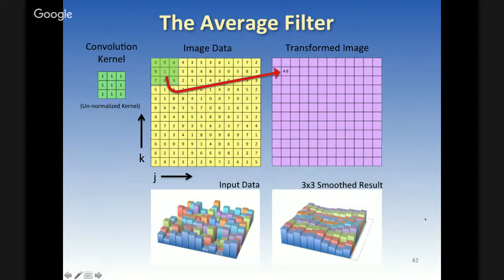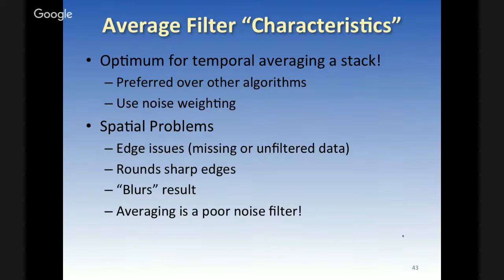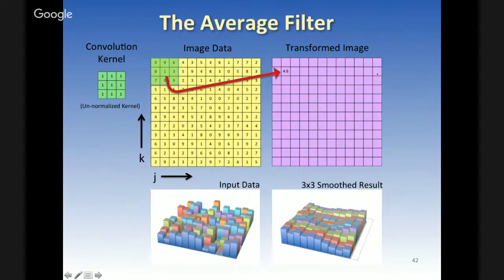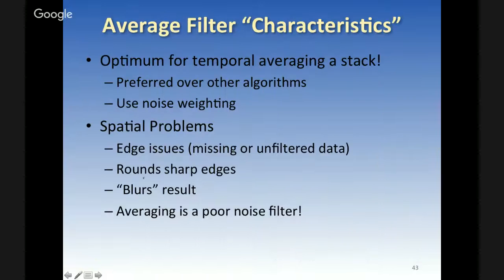And in fact, that's one of the problems with the average filter. It's really good for doing temporal averaging through the stack. It's preferred over other algorithms, in fact. And particularly preferred if you use noise weighting, as we talked about. But spatially, it has some problems. You notice it has edge issues. Back up here, you notice we didn't fill out these edges all the way around here. We have to come up with some tricks to fill up the edges. It also rounds out sharp edges. If there's a sharp edge in your data, it rounds it out, it blurs the result. It's generally a pretty poor noise filter. You really don't want to use it for that.